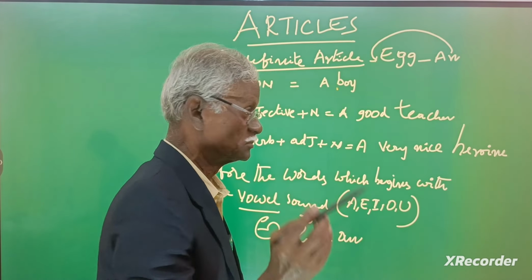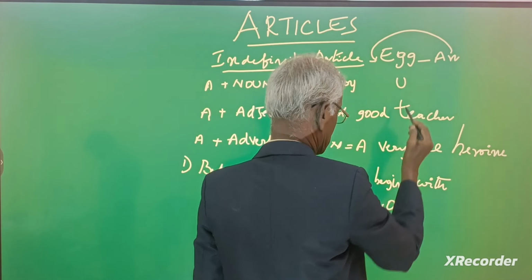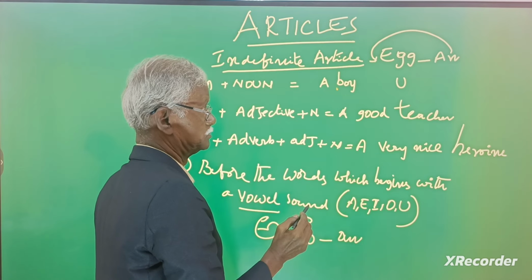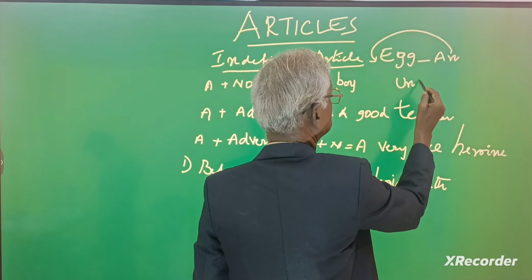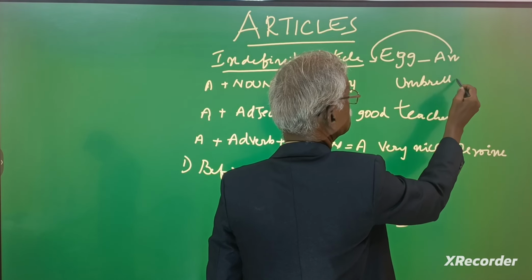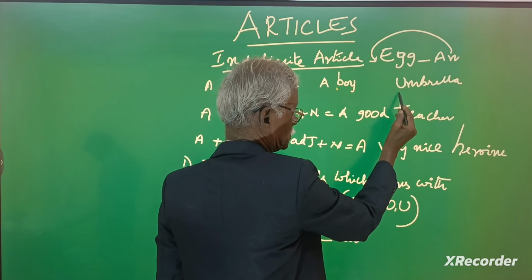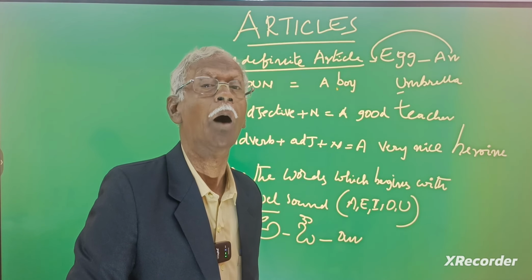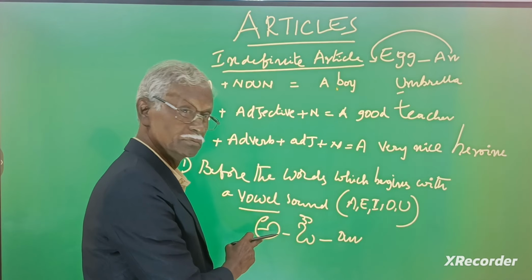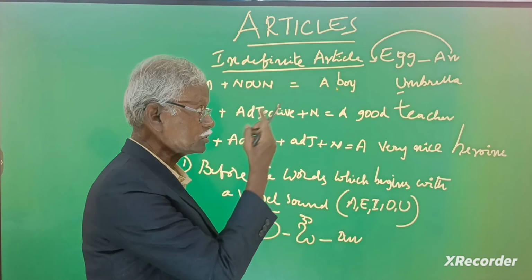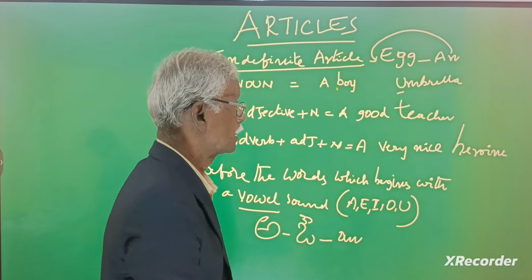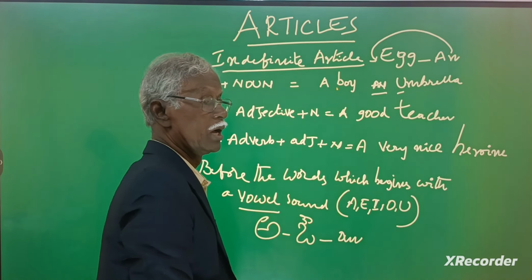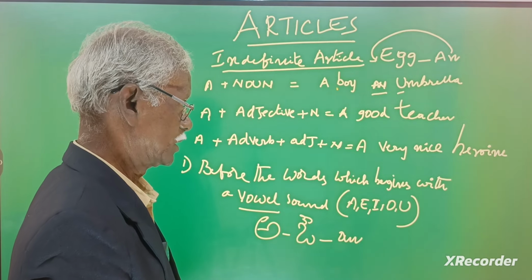Next, words beginning with A, E, I, O, U letters. For example, umbrella. Come on, pronounce this word. Umbrella. This sound is produced, so what is used? An is used. An umbrella.